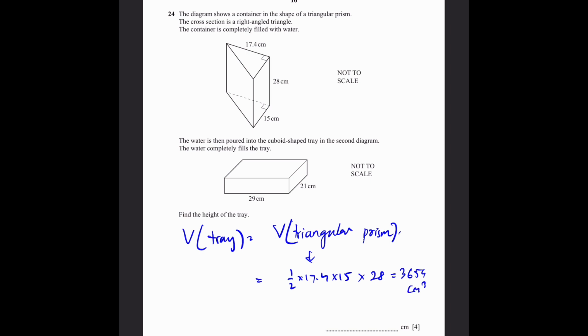And that will be equal to the volume of the tray, which is 29 times 21 times the height h. Now, we can find h by doing 3,654 divided by 29 times 21. And that will be, if we do it correctly, 6 centimeters. And that will be the answer.